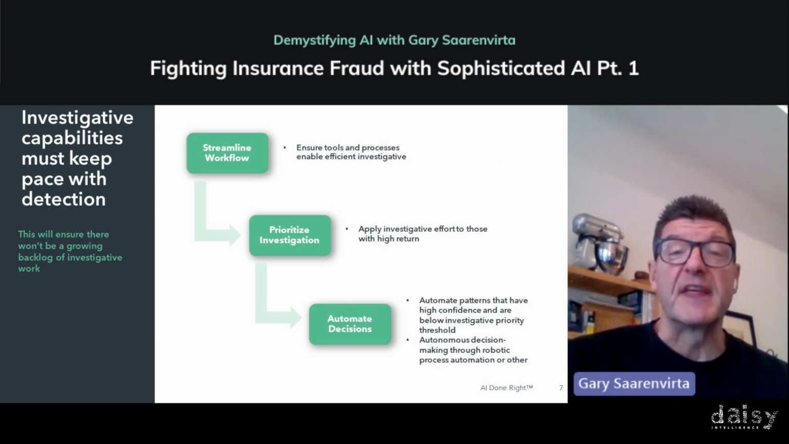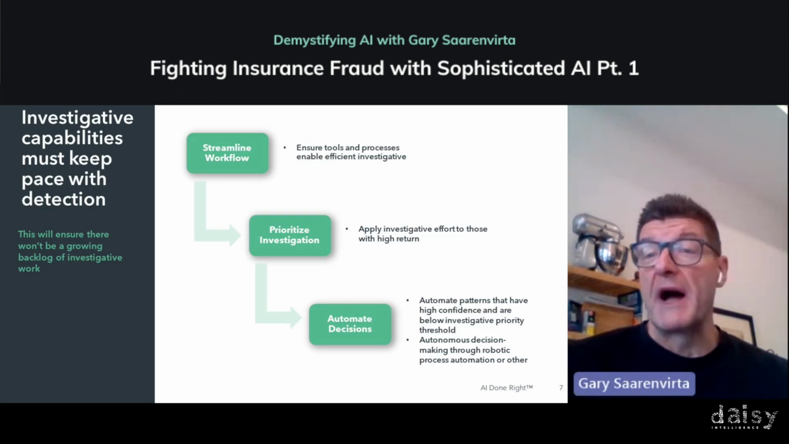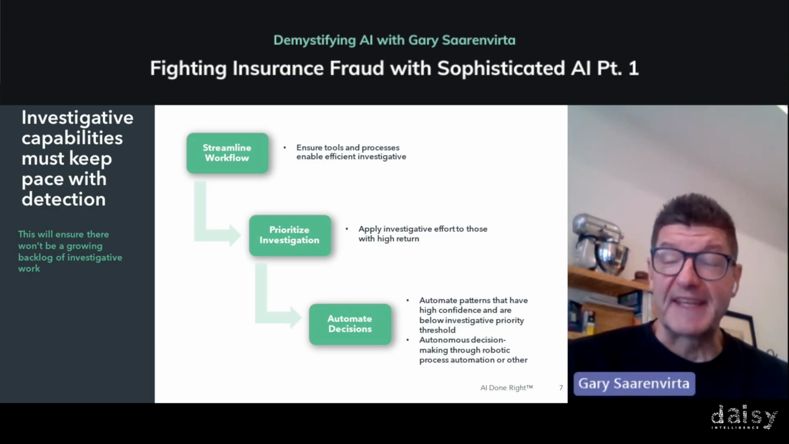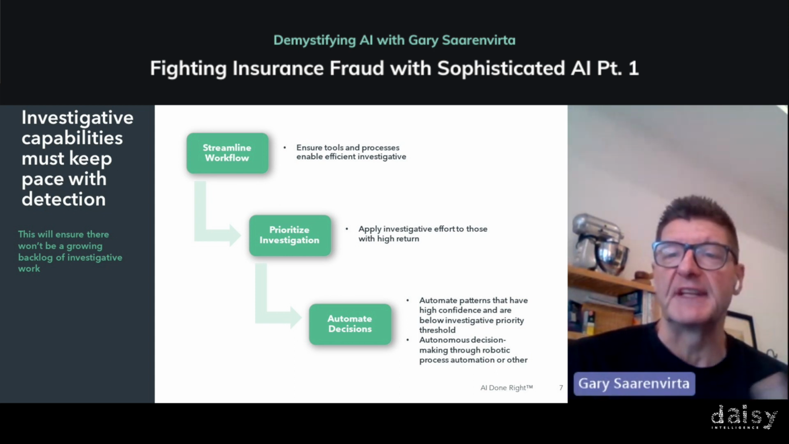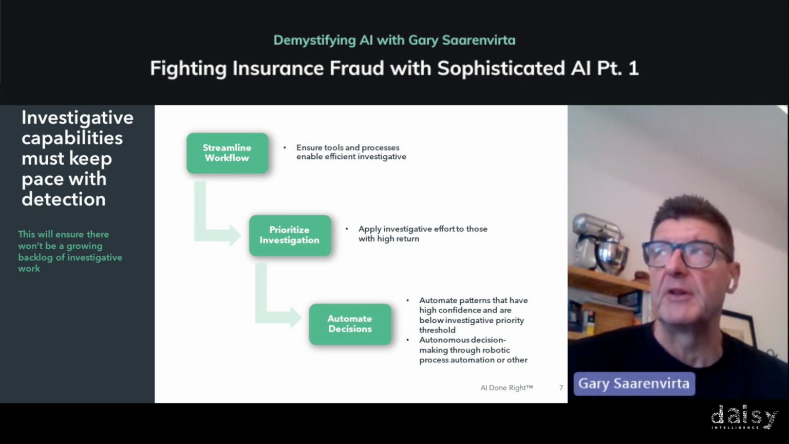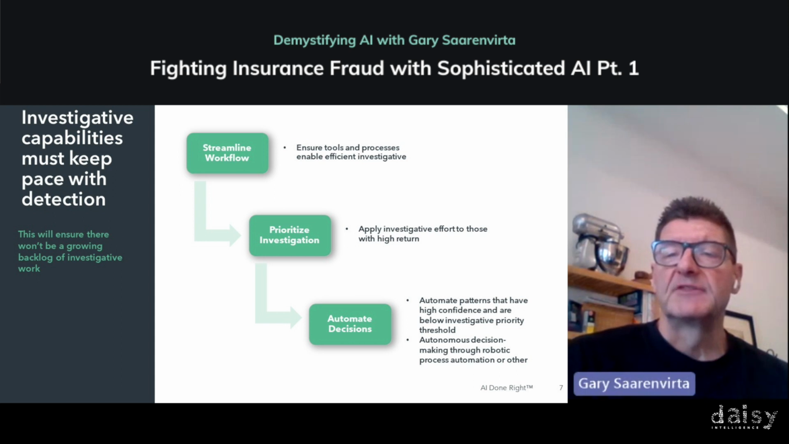Now, the challenge then becomes that you have so much opportunity to investigate that you'll create a growing backlog of investigative work. And we know from our experience working with our insurance clients, we can generate more alerts and suspicious events, people, entities, or claims than can be investigated. So how do you address this volume of investigative work?